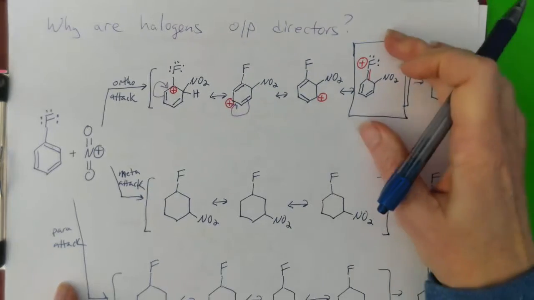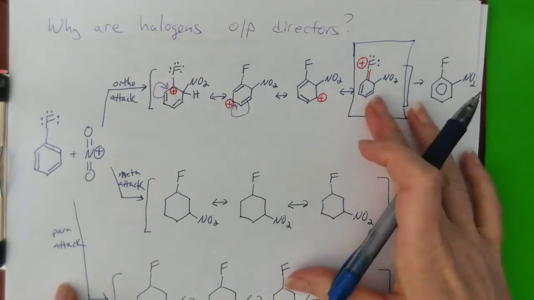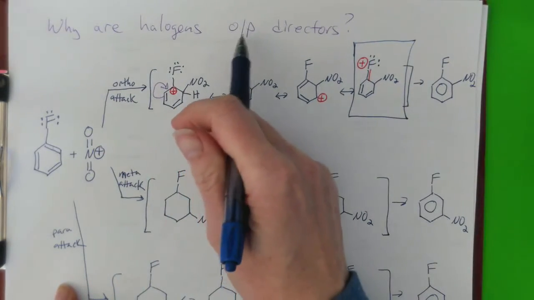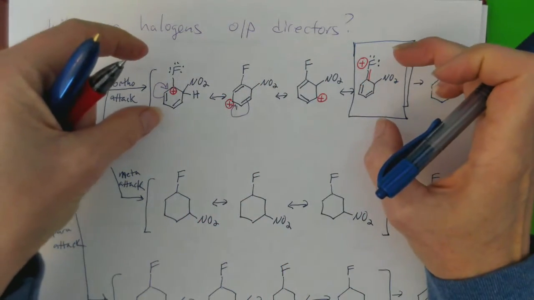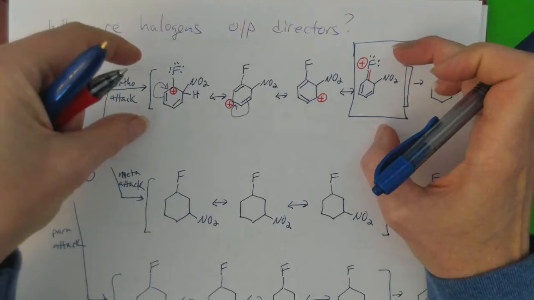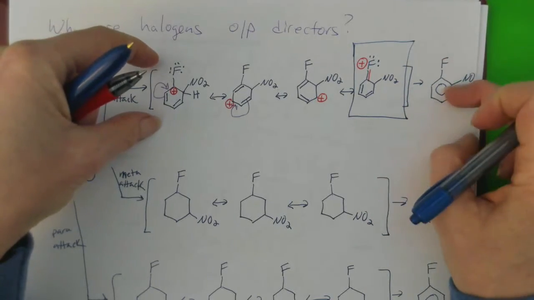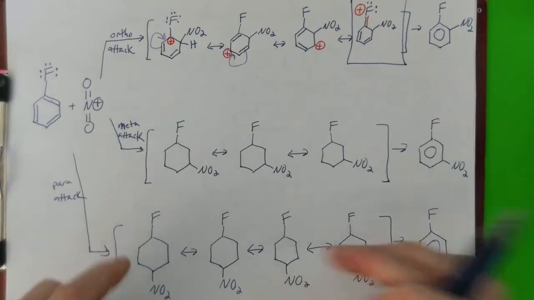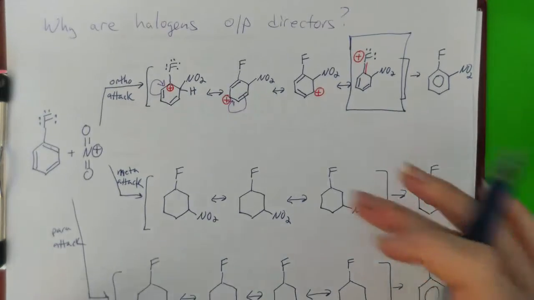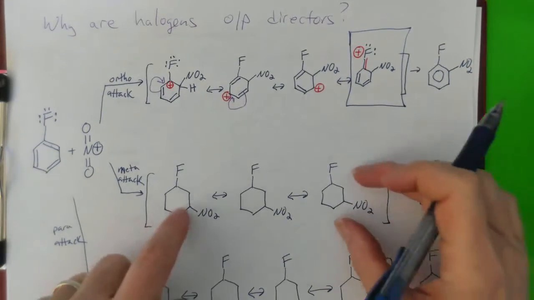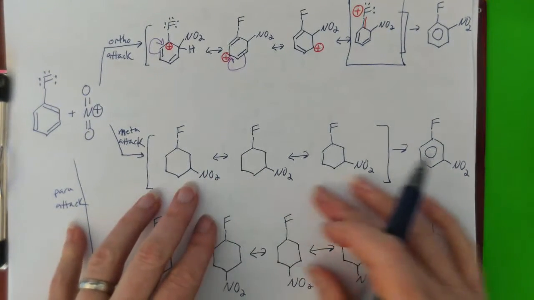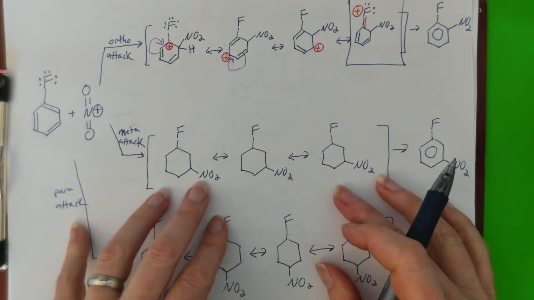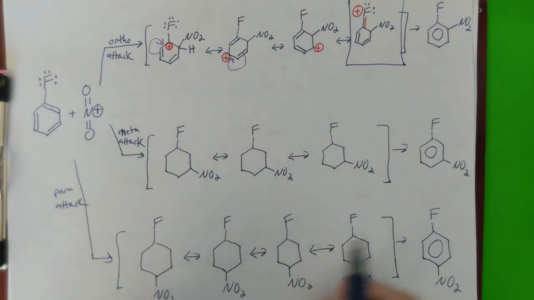So I'm going to pay attention to that, because remember, we're trying to figure out why it is that halogens are ortho-para directors. So we know then that the intermediate that brings us to the ortho product and the intermediate that brings us to the para product must be stabilized somehow relative to that of meta. So now let's go ahead and take a look at the meta intermediate, the arenium ion or the sigma complex.